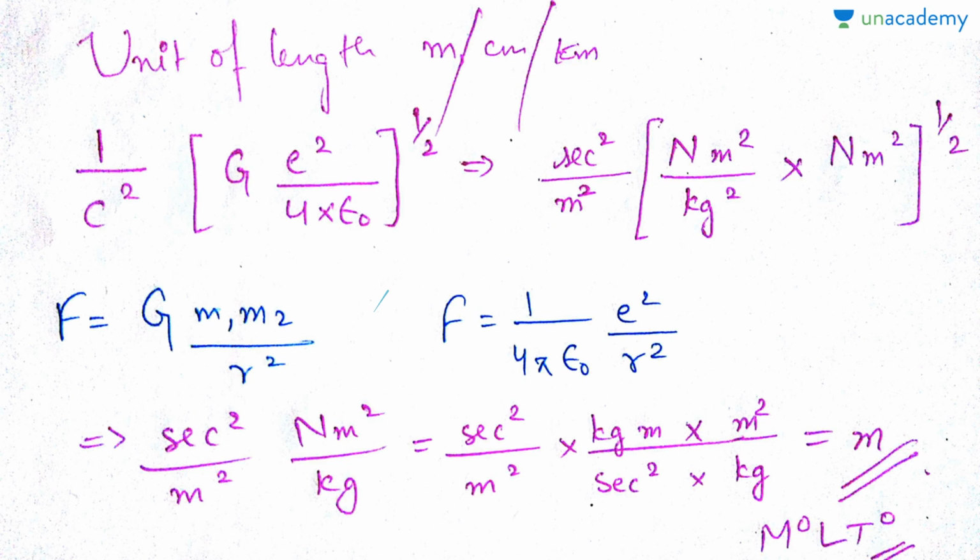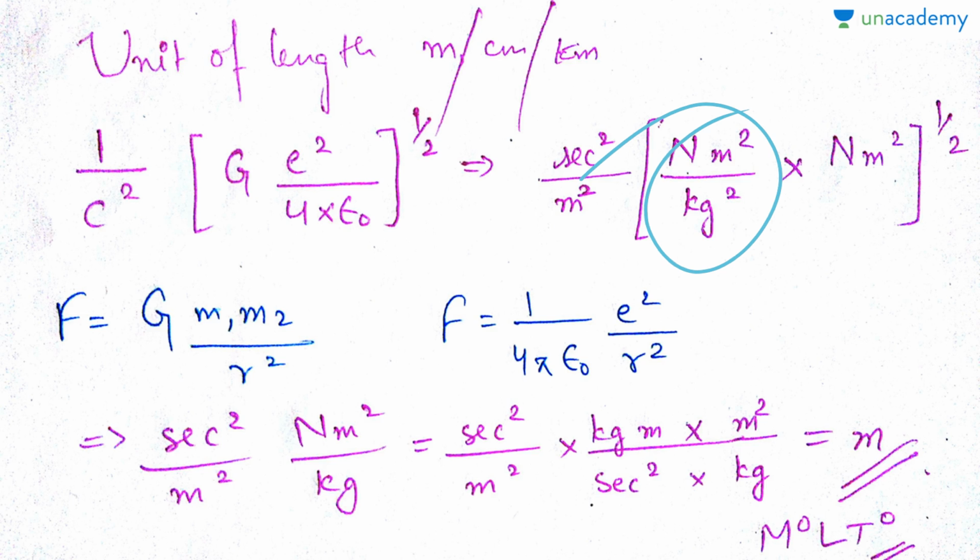So putting the value, what is the c? Velocity of light, that is meter per second. Square, so meter goes here, second square goes upside, so it is meter square per second square. G, from F is equal to G m1 m2 by r square, that is the formula. I can get the dimension of G, I can get the unit of G, that is Newton meter square upon kg into kg, Newton meter square upon kg square.